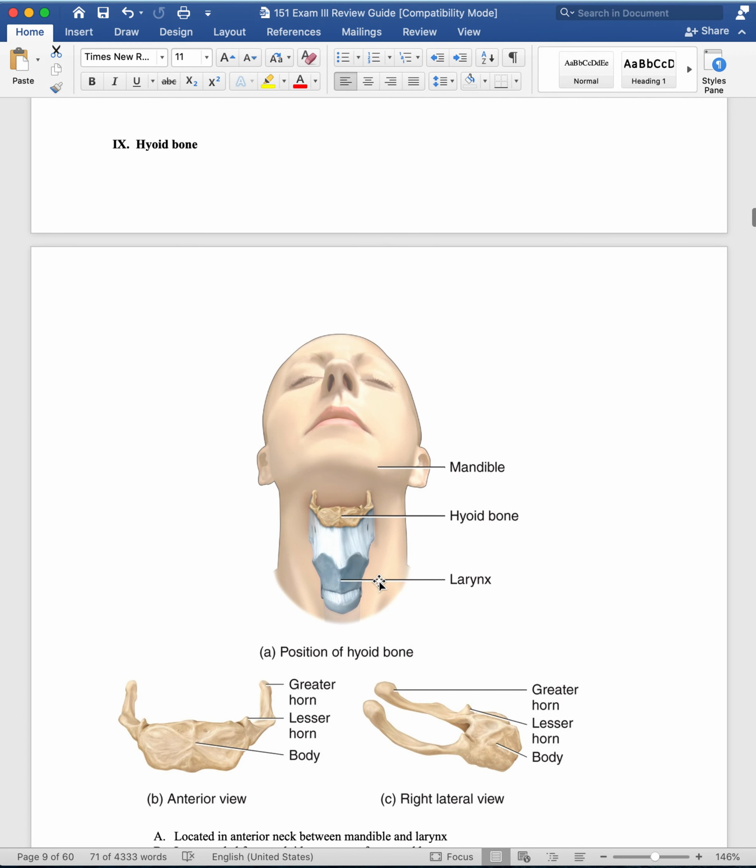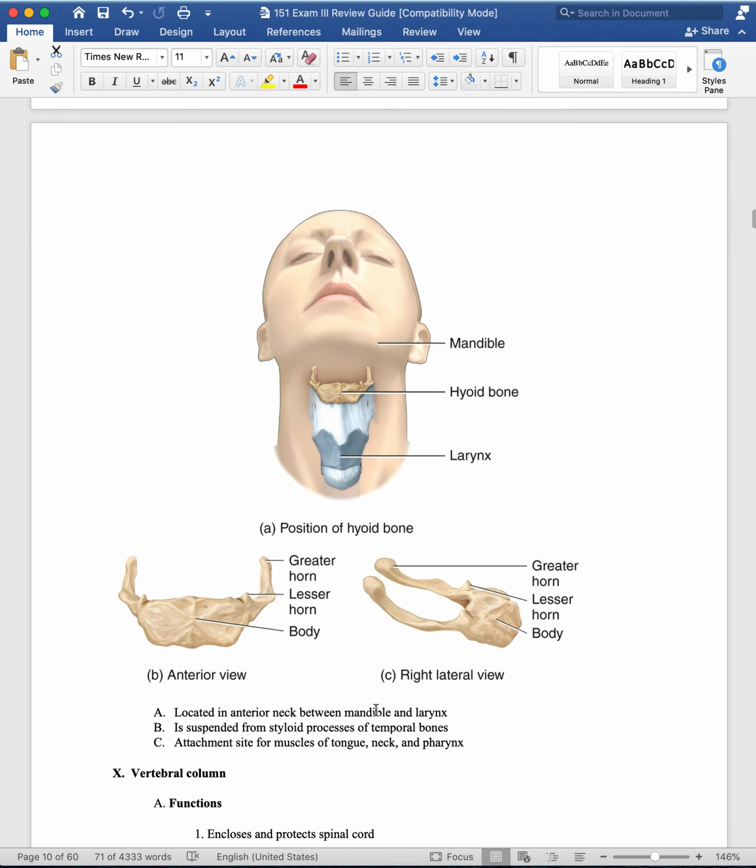Hyoid bone, a free-floating bone in the front of the neck, has the greater horn, lesser horn, and a body. Again, from the other side, greater horn, lesser horn, and body. So again, not only do you need to know the names of the bones, but you need to know the features of the bones, so that you can have an idea of not only what those features are, but how those features are going to articulate with the surrounding, in this case, tissue, which is unique.